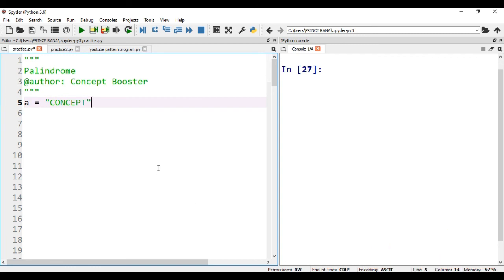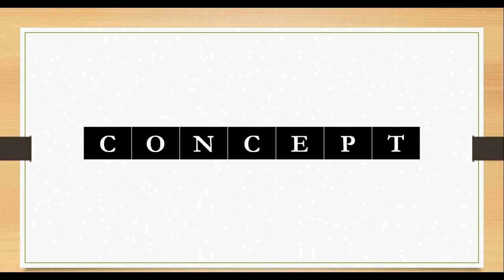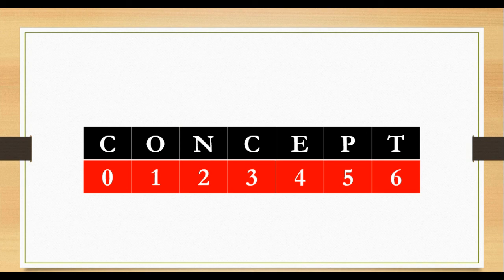We know we can perform indexing for the string. How can we do indexing? See guys, we have a string that is concept. We can have indexing like this, starting from 0 to 6. For C, index is 0. For O, index is 1. For N, index is 2. For C, index is 3. For E, index is 4. And for P, index is 5. And for T, index is 6.